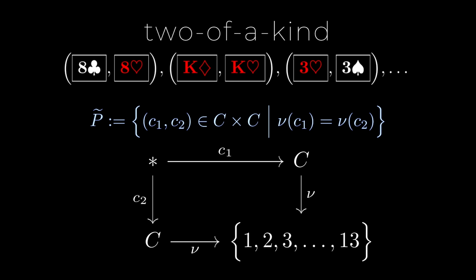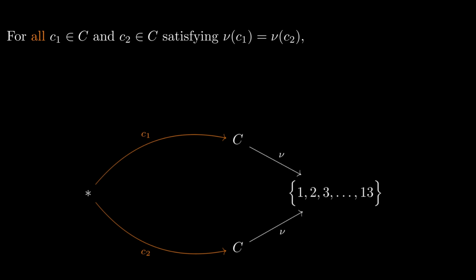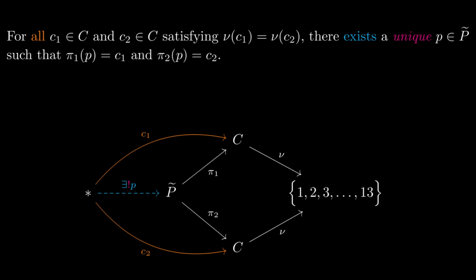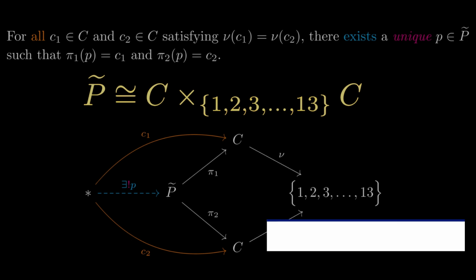With this concept, our set P tilde is exactly the set of all pairs of cards that make this diagram commute. In other words, whenever we have an element C1 and another element C2 such that this perimeter commutes, then there is a unique pair P in P tilde whose first component is C1 and whose second component is C2. In fancier jargon, we would say that P tilde is the fibre product of C with itself over the set of values. This shows how we can restrict our construction of pairs by requiring a certain equation is satisfied.